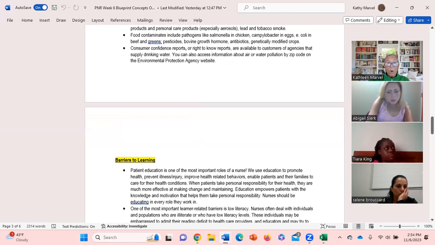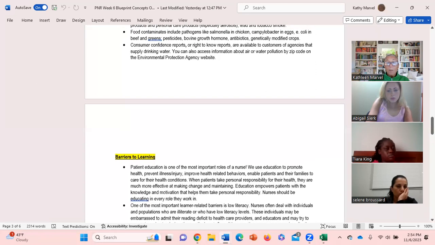And then I don't know if you know, but you can actually, through the EPA, go in and put your zip code in there, and it will give you, based on your zip code, what environmental risks are at the forefront in your community.